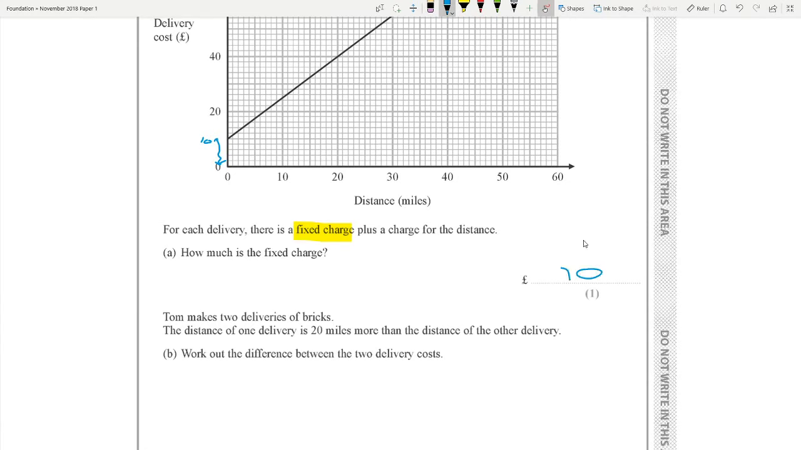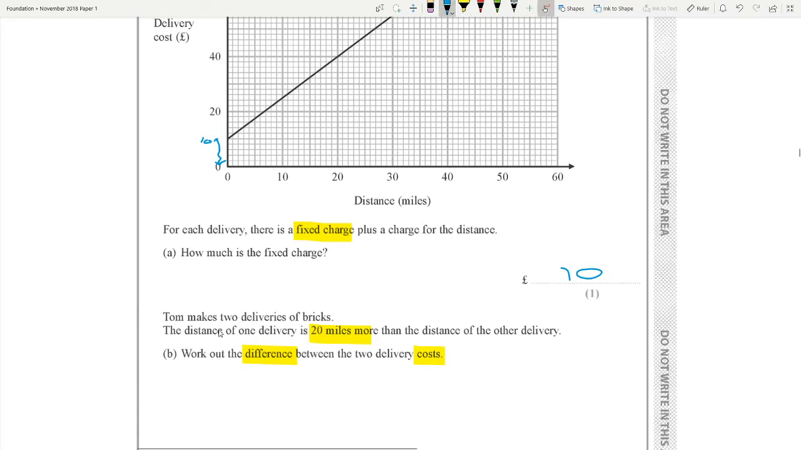Simple as that. Tom makes 2 deliveries of bricks. The distance of one delivery is 20 miles more than the distance of the other delivery. Work out the difference between the 2 costs. Okay, so we're looking at the difference between the 2 costs.